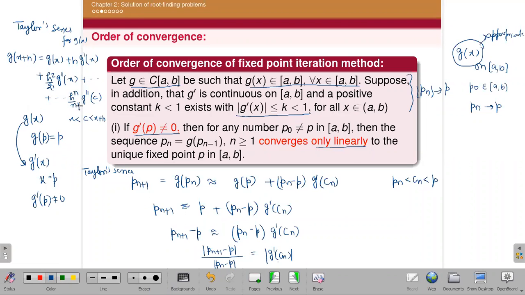So here I have truncated this series. Since I have a first derivative only, I can truncate this series up to first order only. So I have taken x plus h as Pn and x as P here. Automatically, Pn minus x will be my h. So that is Pn minus P, because x is P only.